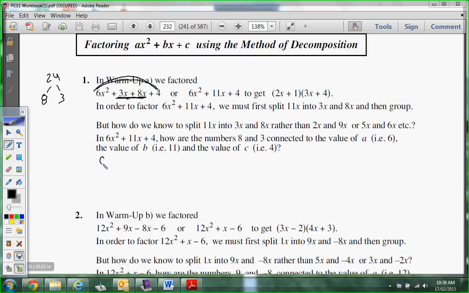So we know that 8 plus 3 equals 11. 11 is what our b is. Our b is our middle. We know that 8 times 3 is 24. Okay, and doing 8 times 3 is A times C. That's the front times the back. Because 24 is what 6 times 4 is. That's not a coincidence. That's what I'm telling you.